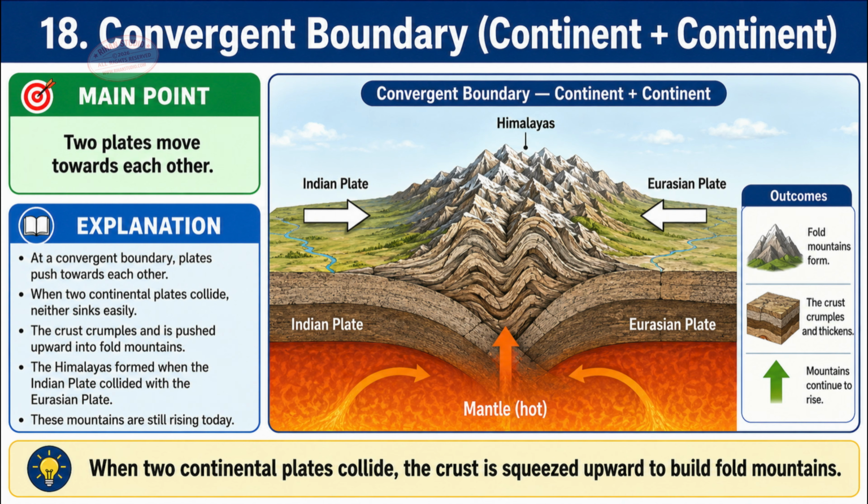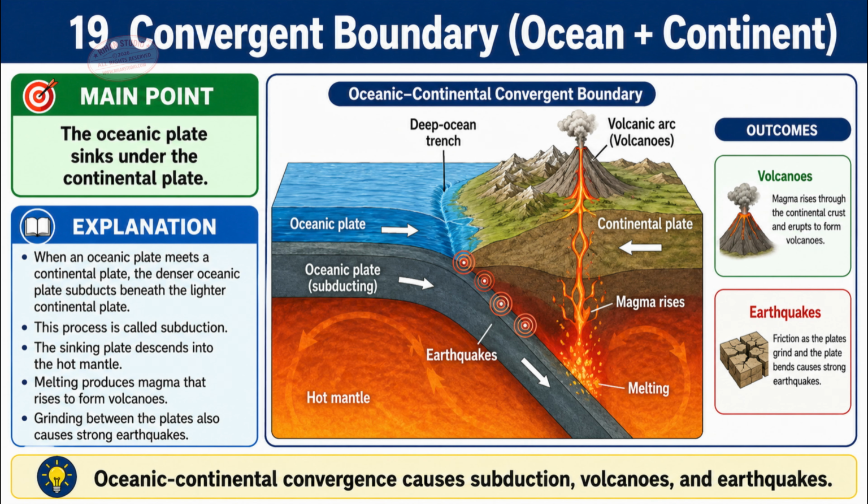When 2 continental plates collide, neither sinks easily, so the crust between them crumples and is pushed upward into fold mountains. The Himalayas are the classic example, formed by the Indian plate colliding with the Eurasian plate, and they are still rising today.